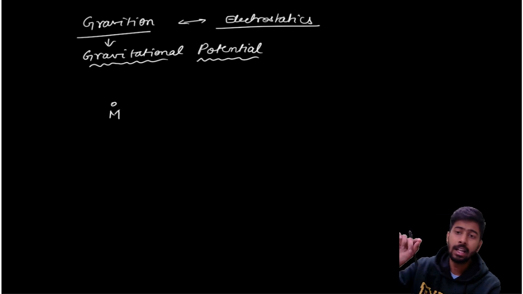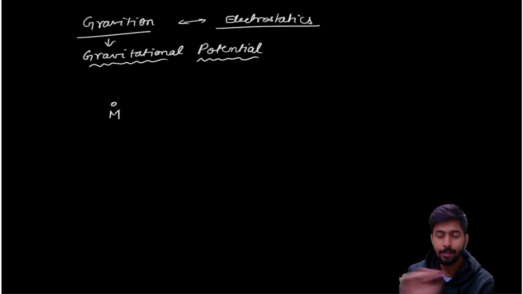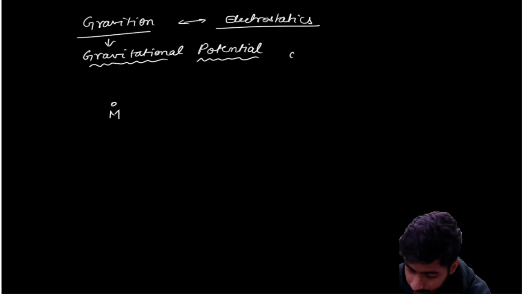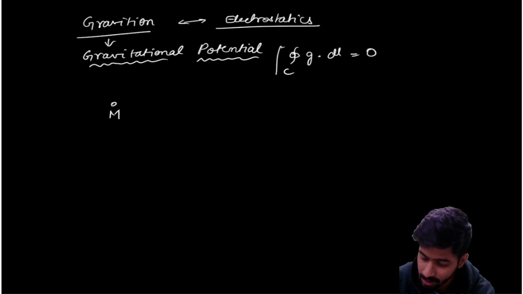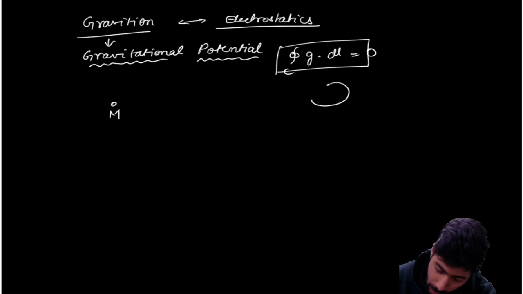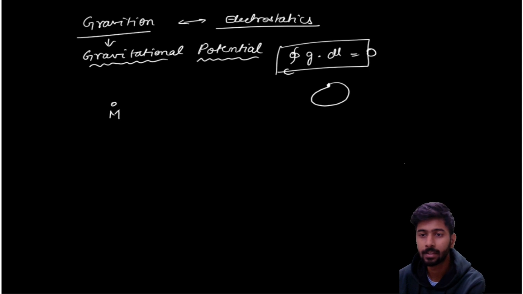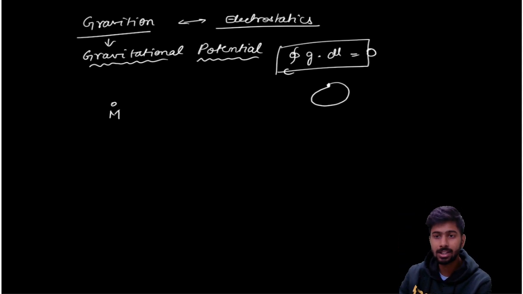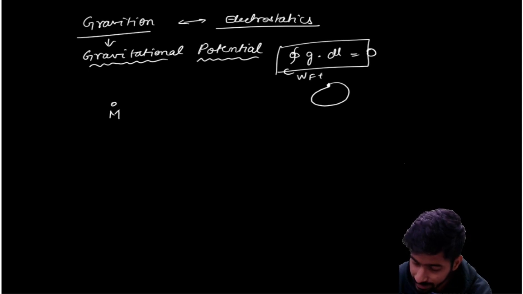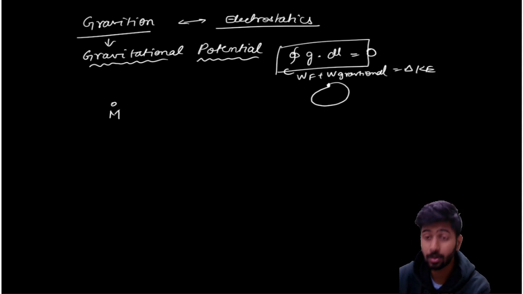That means if I take a mass around a closed path, I will do zero work, right? So basically, the integral of gravitational field dot product dl, if your dl is a closed path, it will be zero. That means if I take a mass and I go around a closed path, the net work done by the gravitational field will be zero, right? And in fact, if you take it very, very slowly, the work done by the external force also will be zero, because work done by external force plus work done by gravitational force is equal to delta KE, by the work energy theorem, right?